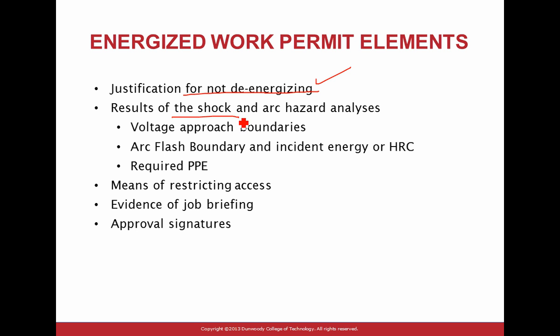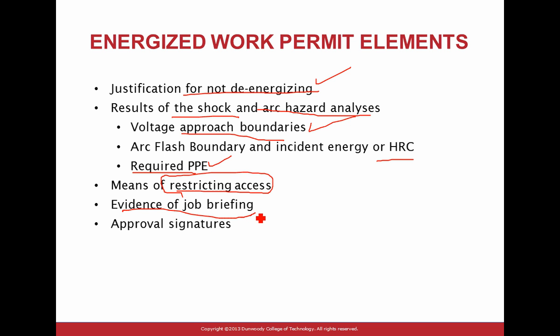As a result of the shock and arc flash analysis, you have to verify what type of insulation you have to use based on the voltage, and what type of PPE you have to use for this equipment. Then you go into the voltage approach boundaries, the boundaries that we talked about, and there are tables that identify them: arc flash boundaries, arc rated equipment, and required PPE. Means of restricting access: you also have to decide how you are going to restrict public access to the piece of equipment while you're working on it, such as barricading it and so on.